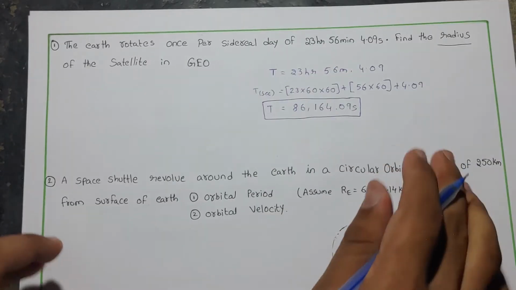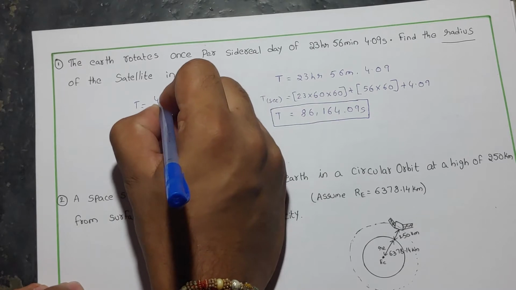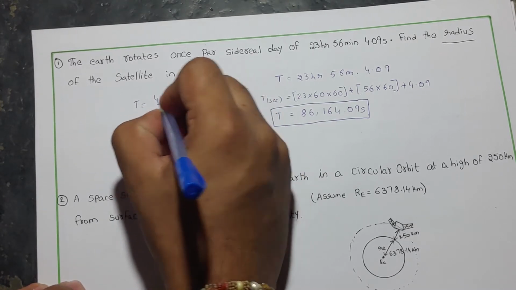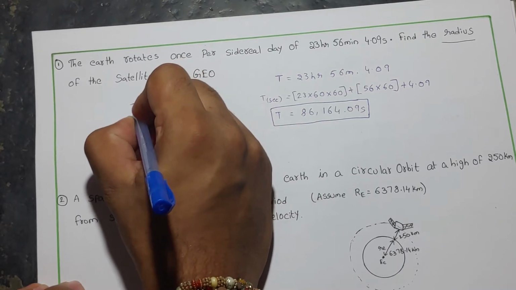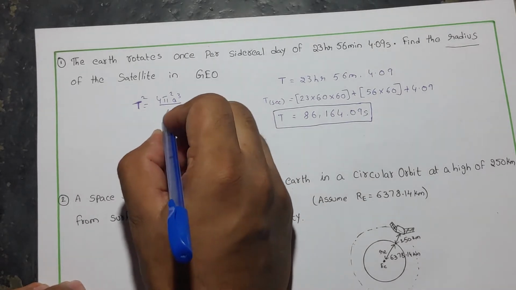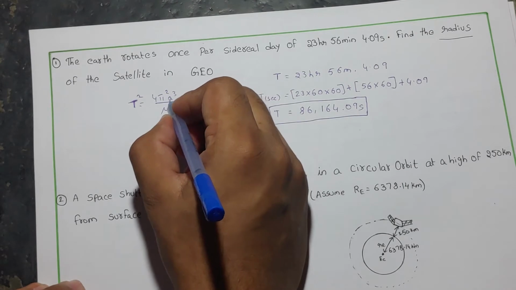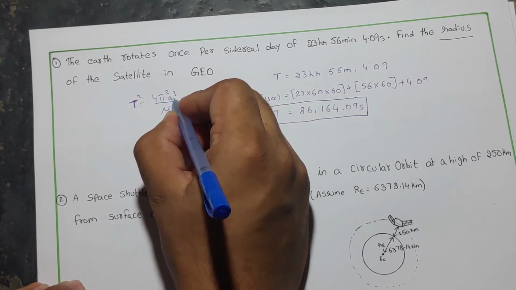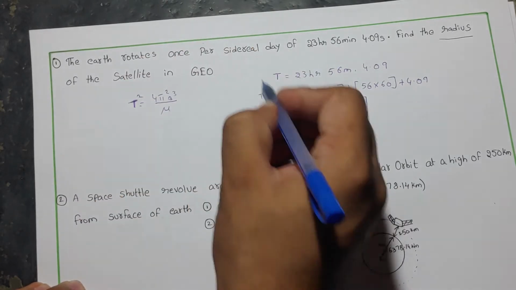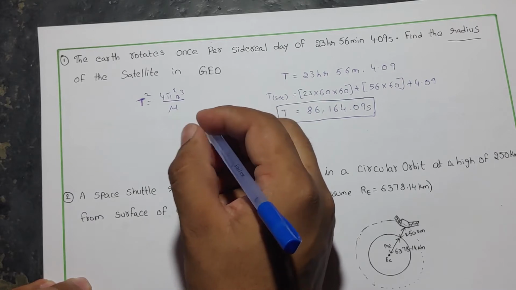Now we know that T square is equal to 4 pi square a cube divided by mu. As we need to find the radius, A is the semi-major axis. As this is a geosatellite, the path would be a circular orbit, so this A would be the radius of the satellite.